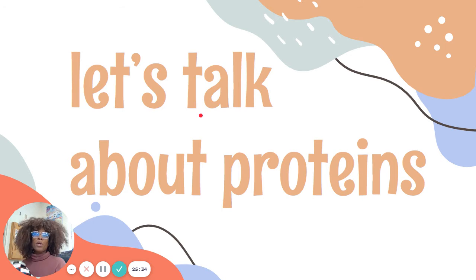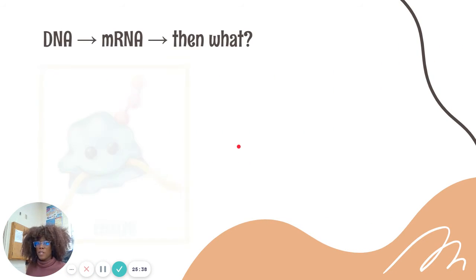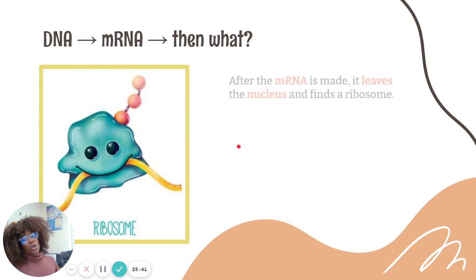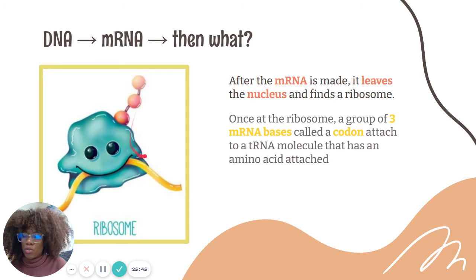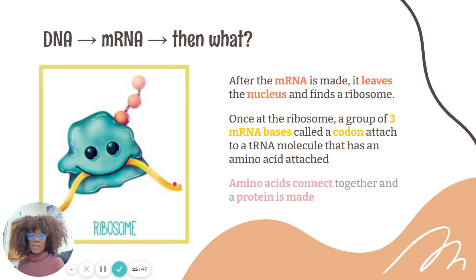Okay, so let's talk about proteins. This is our last section. We're almost to the end of the home stretch. So we know DNA goes into mRNA, and then what? What's next in central dogma? What are those last couple things we need to know about central dogma? Well, after mRNA is made, it's going to leave the nucleus. That's its whole job. It's a messenger.